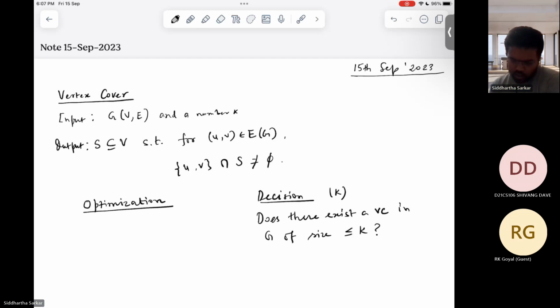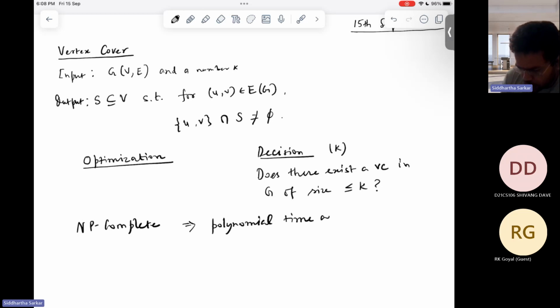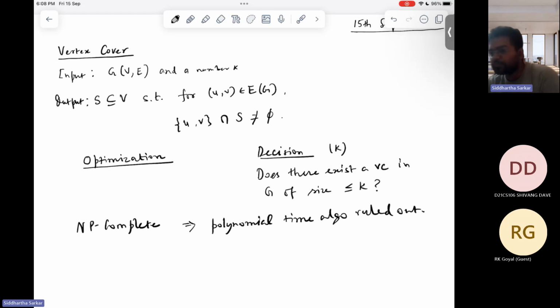Okay. So we know that both the decision problem and the optimization problem are NP complete, and therefore we cannot hope to get a polynomial time exact algorithm. So a polynomial time algorithm is ruled out. But we have seen that using the branching technique with the help of kernelization, there are fixed parameter tractable algorithms for vertex cover. But before going there, let's look at a simple 2-approximation for vertex cover.